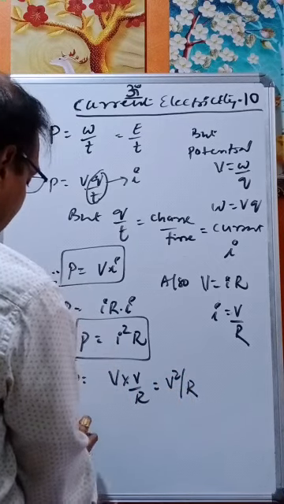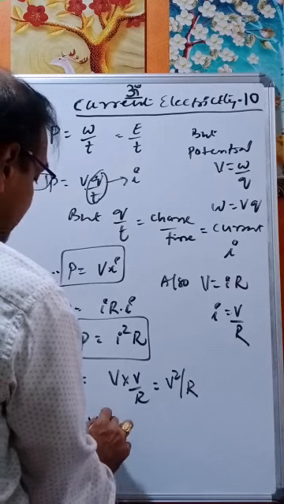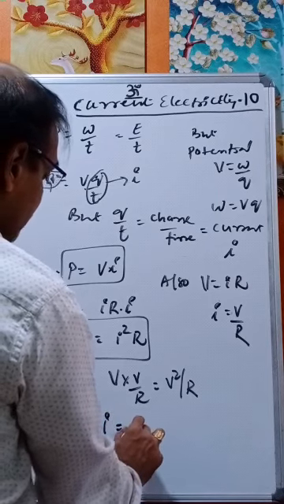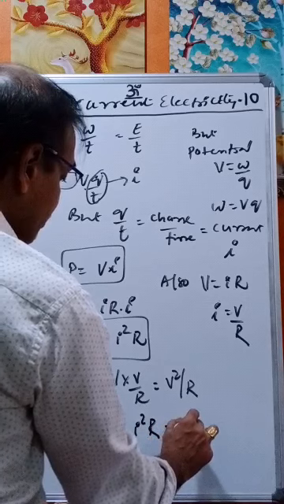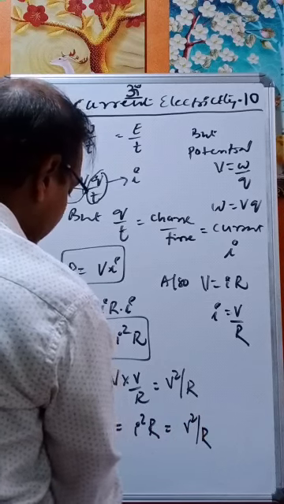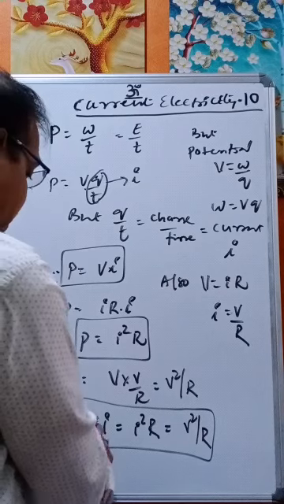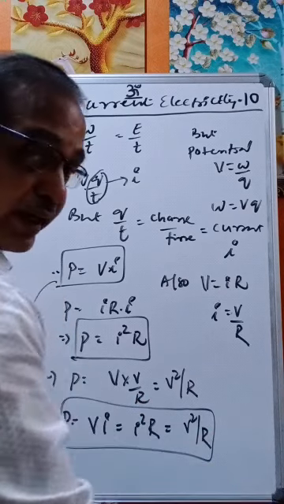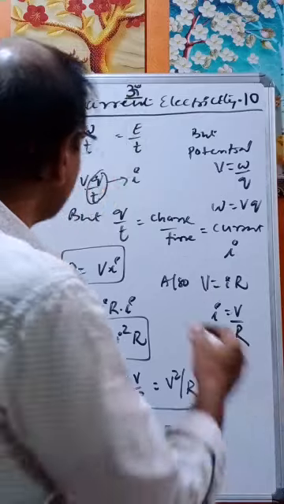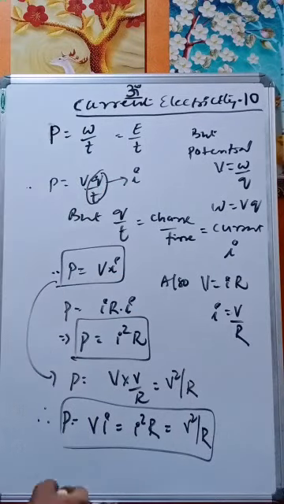Therefore, the power formulas are: power is equal to voltage into current, that also equals I square R, that is equal to V square by R. These are different ways of expressing power in terms of voltage and current, current and resistance, and voltage and resistance. So, this is the extension of power.